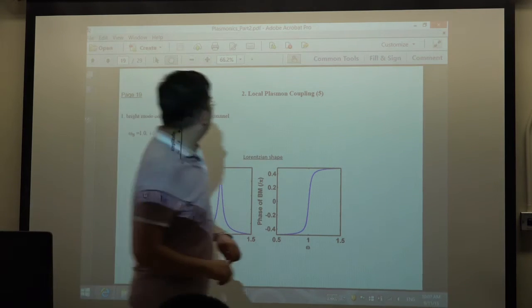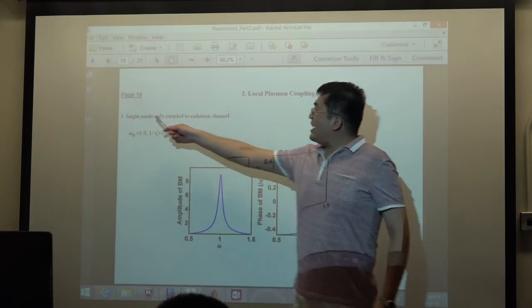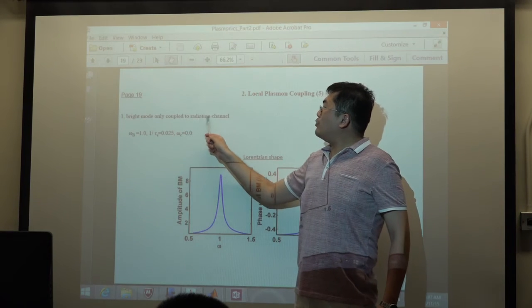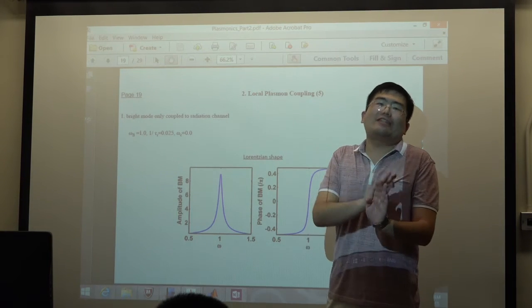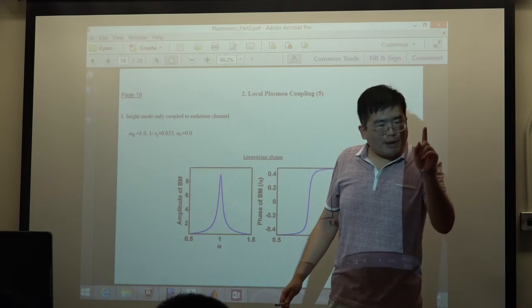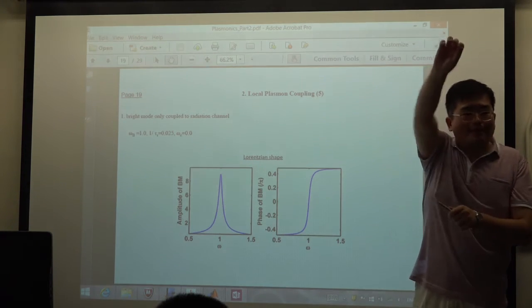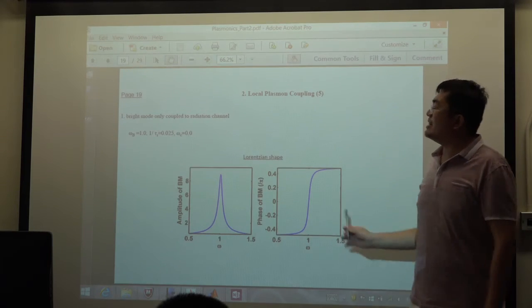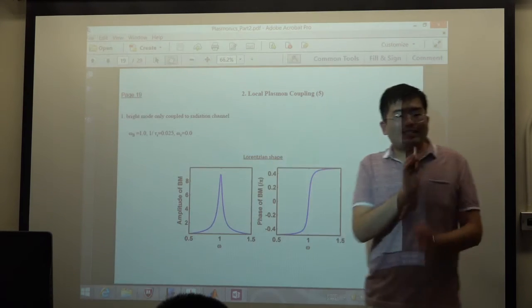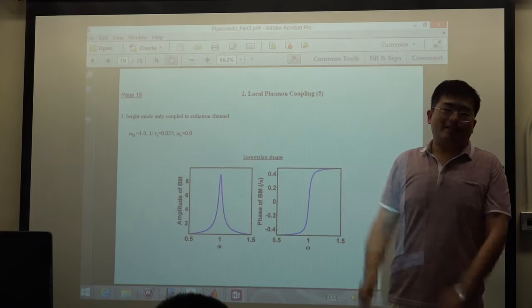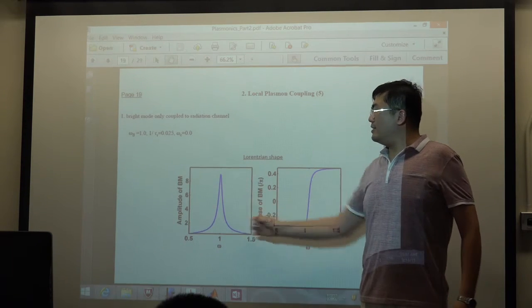Okay, so see the first case of the bright mode only coupling to a radiation channel. I mean the bright mode does not couple to the dark mode. Only one bright mode, in free space. This means omega C equals zero. Omega C is the coupling strength, so the coupling strength equals zero.